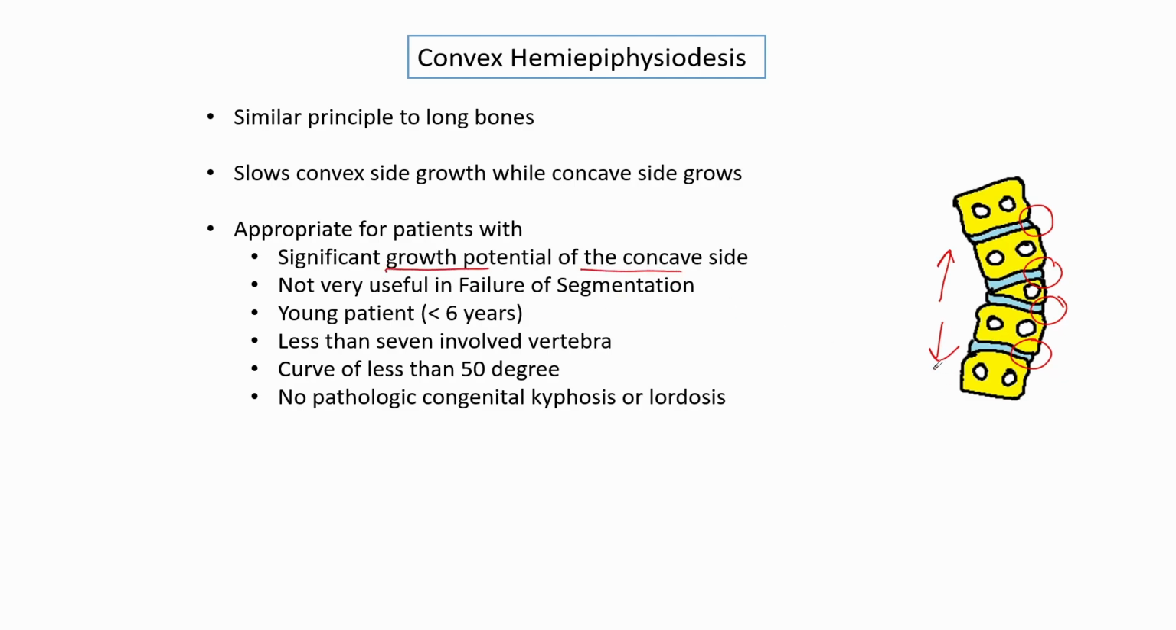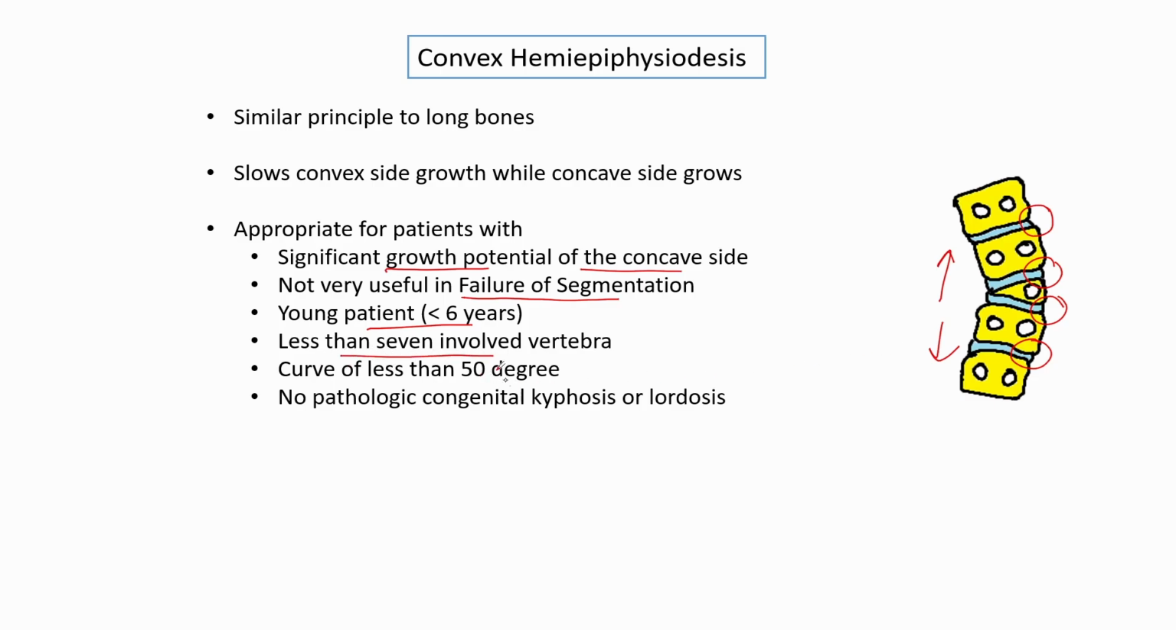So, since the correction depends on the growth of the concave side, there must be a significant growth potential remaining on the concave side for this procedure to work. So, this is not very useful in failure of segmentation, as we already saw that in failure of segmentation, the growth potential of the concave side is decreased. Also, the patient should be young so that there is significant growth potential of the concave side.